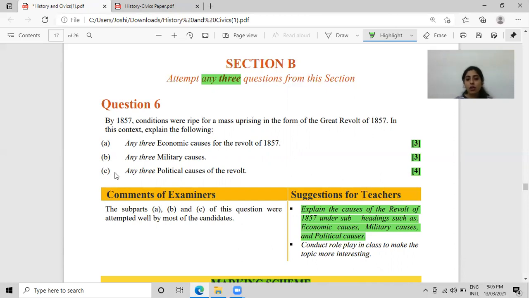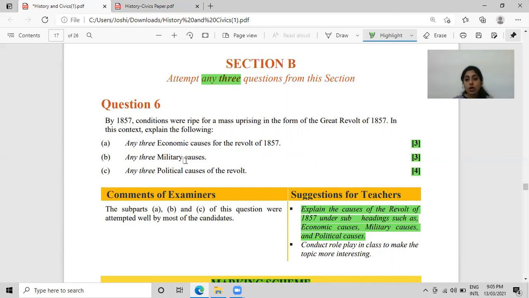Let's take example of all the 3 questions. This question number 6 is asked for the chapter First War of Independence 1857. Any 3 economic causes for 3 marks. Any 3 political causes for 3 marks. Now, any 3 political causes for 4 marks. My mistake, military causes. So economic and military causes are asked for 3 marks. So we are going to write down the 3 points.